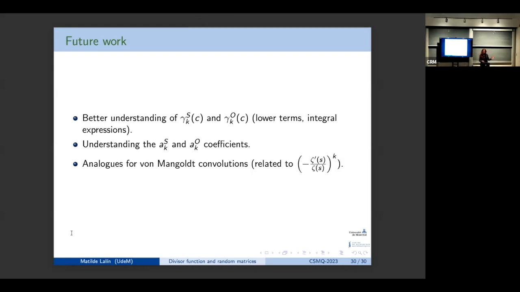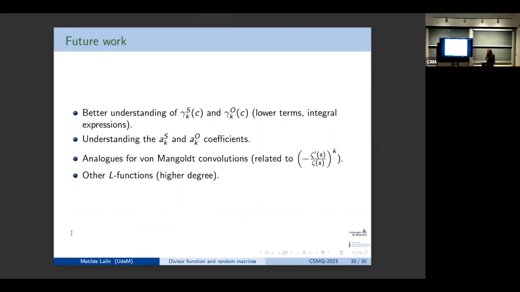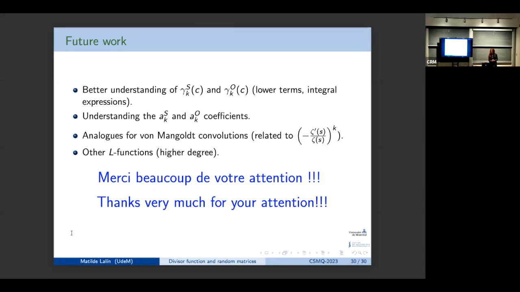We can also redo all of this with von Mangoldt convolutions instead of the divisor function. And as the divisor function comes from powers of the zeta function, von Mangoldt convolution comes from powers of the logarithmic derivative of the zeta function. And they are associated again to understanding the distribution of primes. And also many of these things can be translated into other families of L functions. So for example, higher degree L functions are associated to elliptic curves. There is some work of Keating and other collaborators on that. So one could also ask questions. Okay, and with that, I'd like to thank you all for your attention.